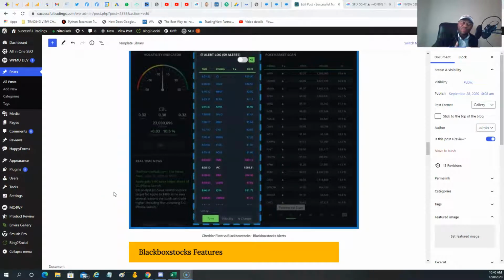Last year, about this time, we brought you a review of Flowalgo. About a month ago, we brought you a review of Cheddar Flow. Today, we are going to take the time to compare Cheddar Flow versus Blackboxstocks. So this video is about comparing Cheddar Flow versus Blackboxstocks.